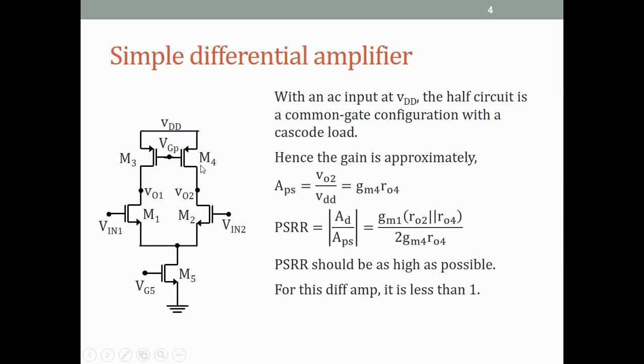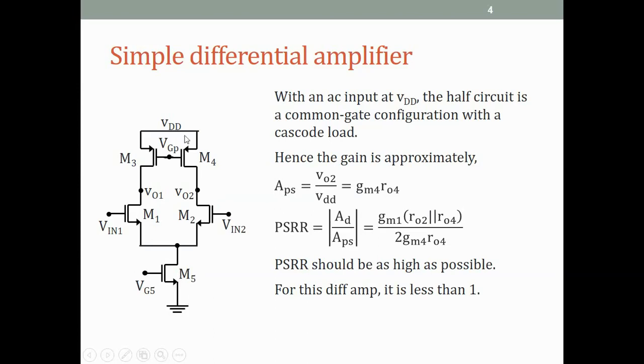Input at the source of M4, output at the drain of M4, and the load is M2, M5. So the input is applied at the source. This is a common gate configuration, and the load M2, M5 is a telescopic cascode load. Alright, so with that we can, by inspection, write the gain.